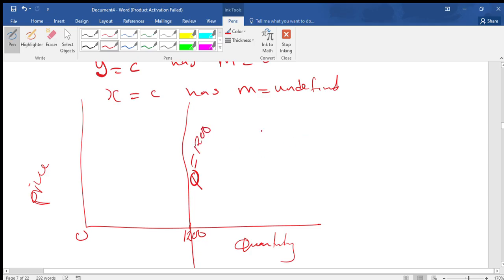This implies the gradient m is equal to what? Undefined, because this is a vertical line. It's in the form x equals c, which is Q equals c, because the x-axis is taken by the quantity. So the slope is undefined. This is the interpretation we're going to have. We can't define the slope in this case. So here Q is constant, 1200 is the same. For the slope to be undefined, we are saying that Q is constant.